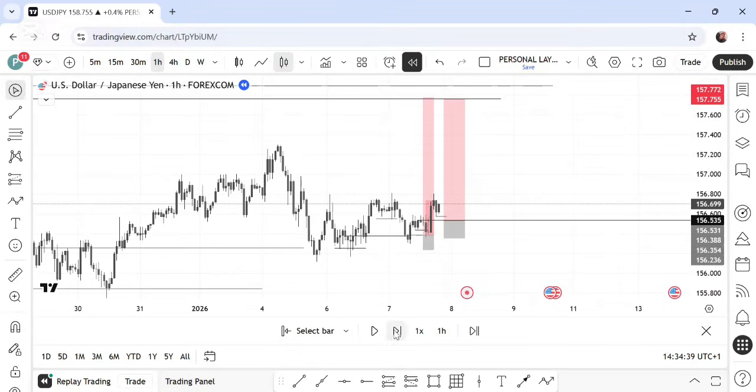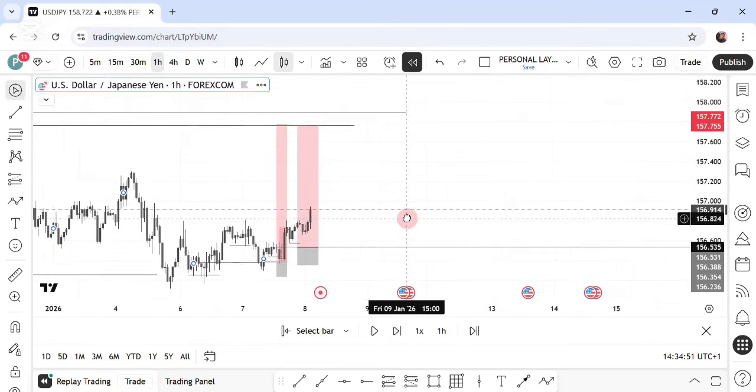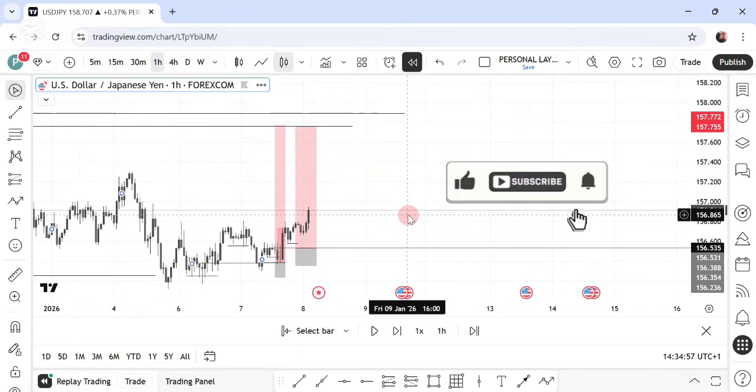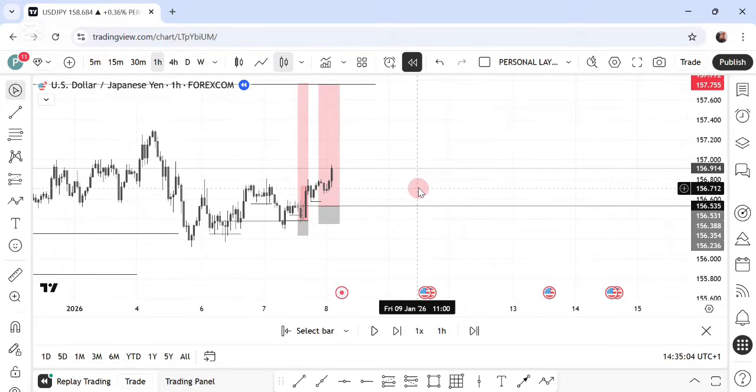So let's fast forward it and see how it plays out, right? I've always said something: when you get your direction, let me pause this. When you get your direction from the weekly or from the daily, you don't necessarily need to have 30 pairs, 20 pairs, 10 pairs on your watch list that you are trading for that week. All you just need to do is build that bias down to your entry time frame.